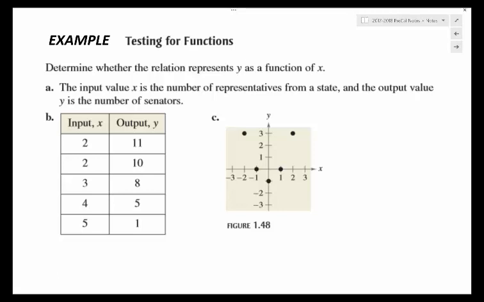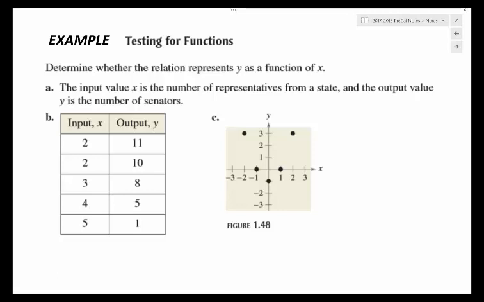Testing for functions: determine whether the relation represents y as a function of x. So the input value x is the number of representatives from the state. The output y is the number of senators. Okay, you have a function here. Because your input value, actually this would not be a function. My apologies. The input value x is the number of representatives. The y value is the number of senators.